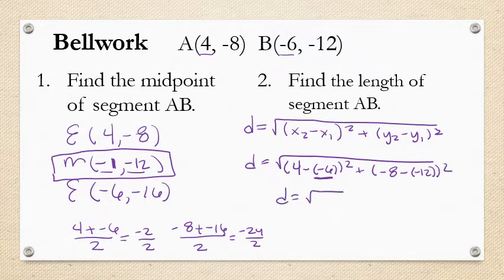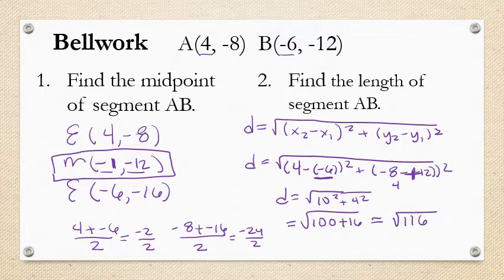If we continue on with the math, 4 minus -6 is 10. So we have 10 squared. -8, this turns into a big fat plus. So -8 plus 12 is 4. So I have 4 squared. So in the end, this is 100 plus 16. You must add those together, and you end up with the square root of 116.